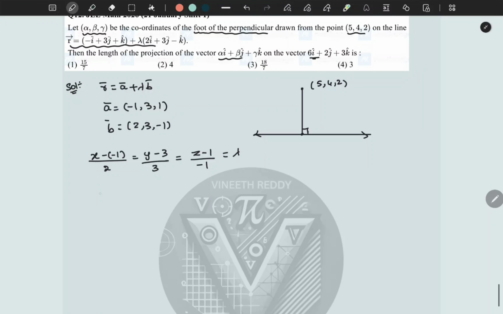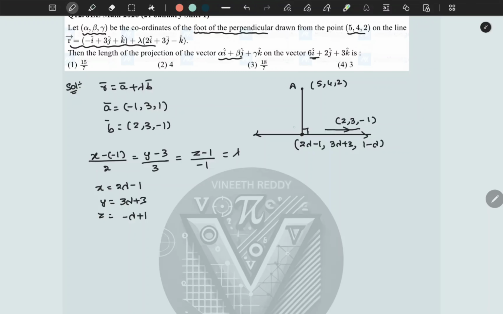So basically, x plus 1 equals 2 lambda, so x should be 2 lambda minus 1, y should be 3 lambda plus 3, z should be minus lambda plus 1. So the foot of the perpendicular, I'm assuming it as (2 lambda minus 1, 3 lambda plus 3, 1 minus lambda). This is any point on the line, dear students. This is the key point, we are assuming a point. And the direction of this line is given by 2, 3, minus 1.